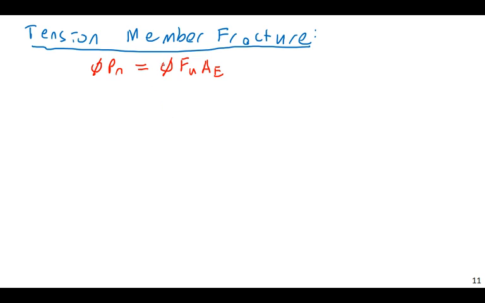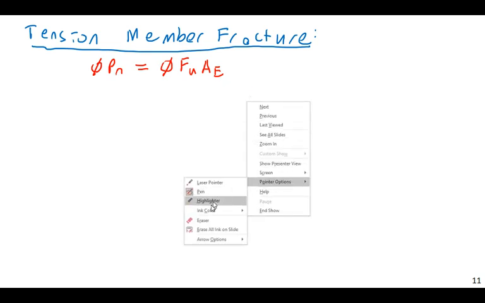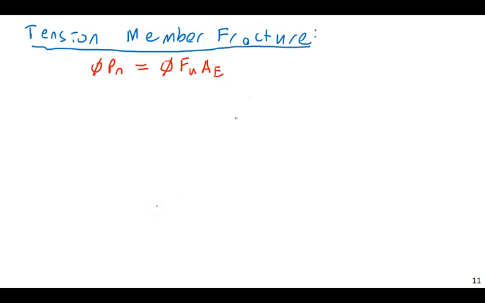Okay, so what is this? Well, first of all, phi, of course, is our resistance factor. Let me give a citation for this first. This is equation number D2-2 on page 16.1-28 of the 15th edition of the AISC Steel Manual.